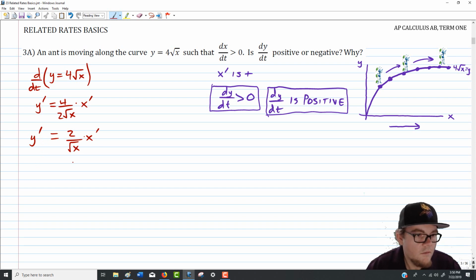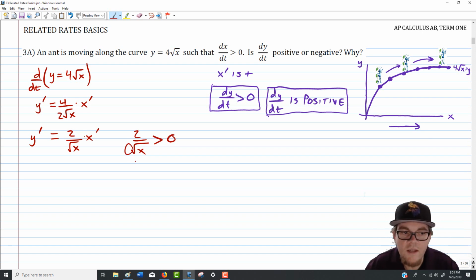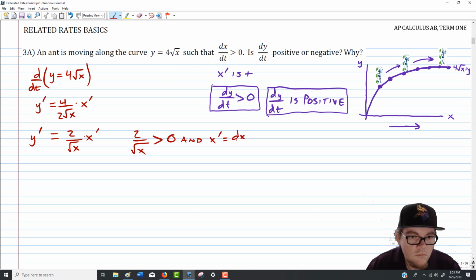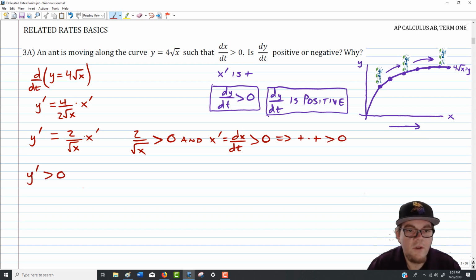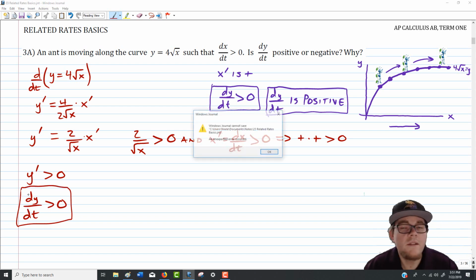Looking at our values here, 2 over root x is clearly greater than 0. Has to be. The square root of a number is positive without any sort of negative sign on the outside. 2 is positive, so their ratio has to be positive. And x prime, we are told, because x prime and dx/dt are the same, is positive. What that tells us is that we've got a positive times a positive, which is clearly greater than 0. So the implication is that y prime is greater than 0, or better yet, dy/dt is greater than 0. So we were able to support it using just a pure related rates construct as well.